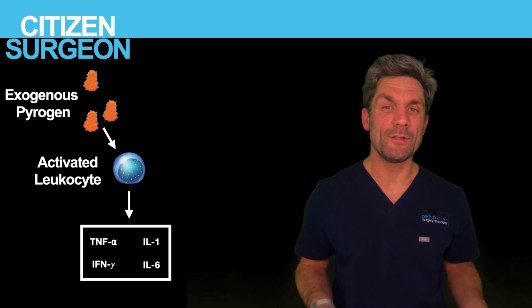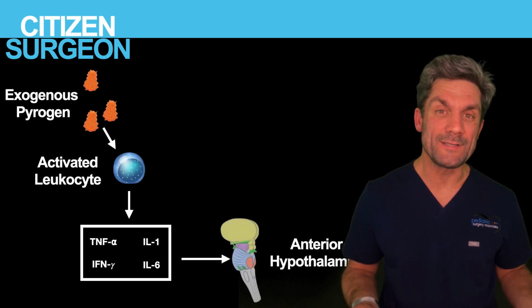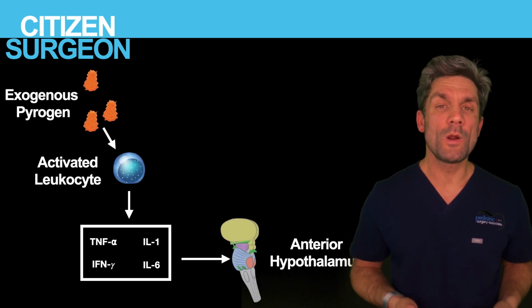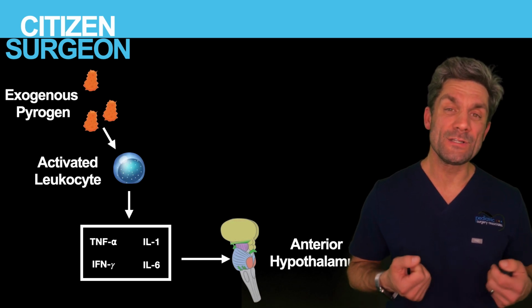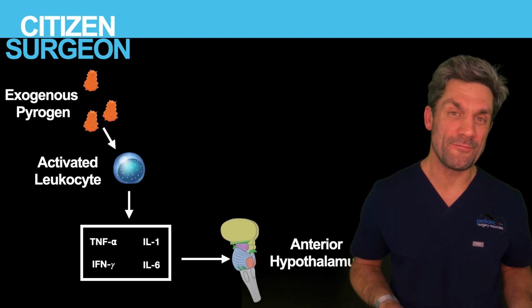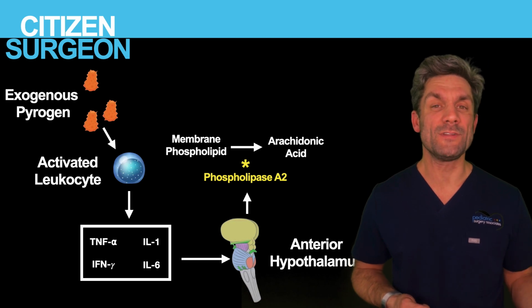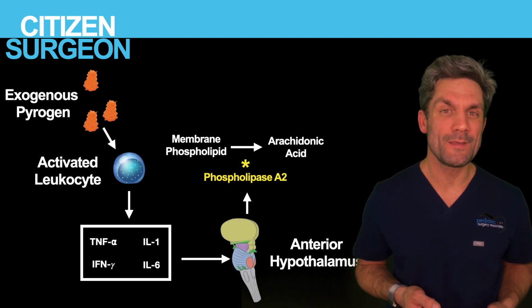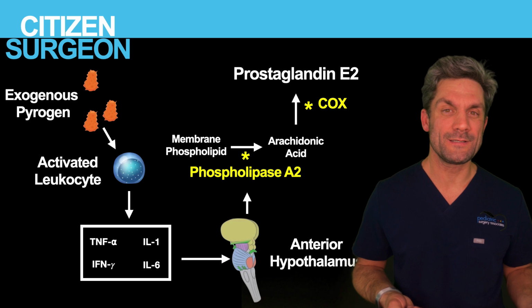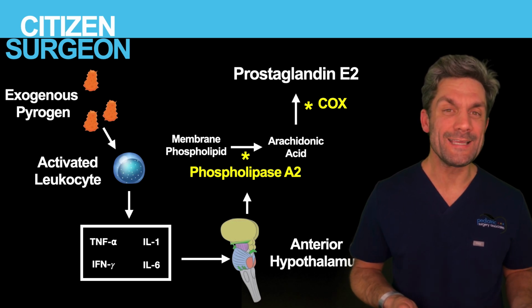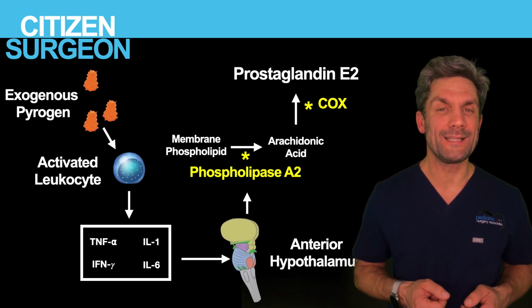When those molecules travel in our circulation up to the brain, they are sensed by the anterior hypothalamus, the preoptic area of the anterior hypothalamus. And this is where we're going to have a couple of really important reactions and a few important enzymes to remember. And these are the targets of things like Tylenol to decrease our fevers. So the first reaction is phospholipase A2 is the enzyme, and that takes membrane phospholipid and converts it to arachidonic acid. Now the second reaction is by the enzyme cyclooxygenase, or COX, and that's going to convert arachidonic acid into a bunch of different things, but most importantly, it converts it into prostaglandin E2.